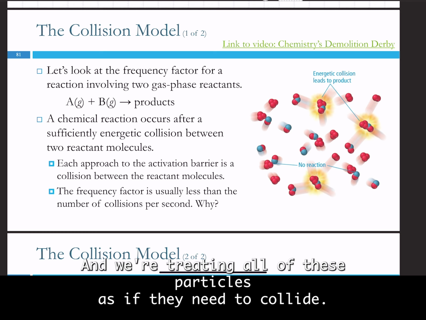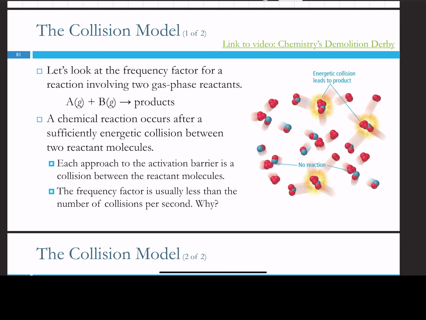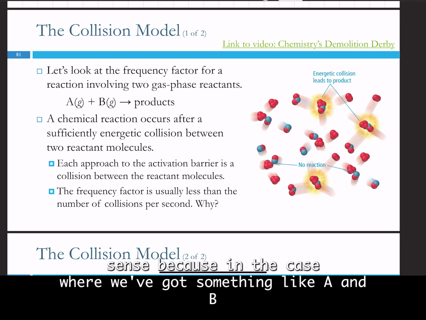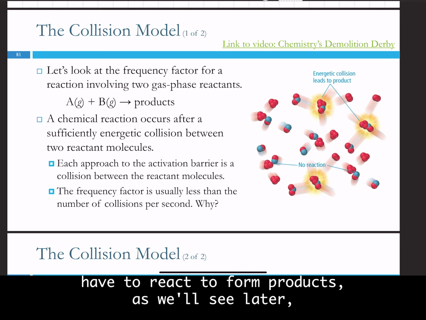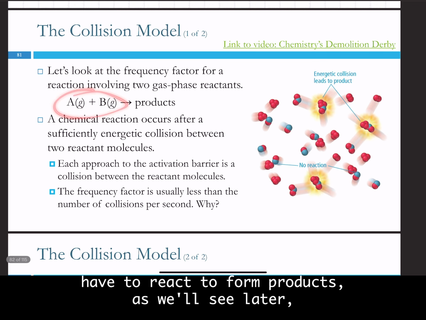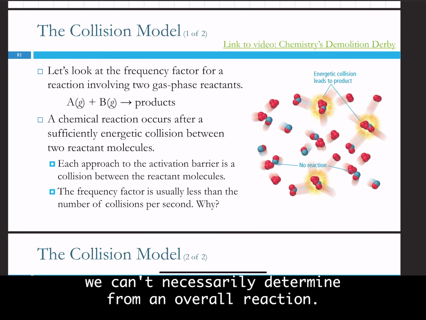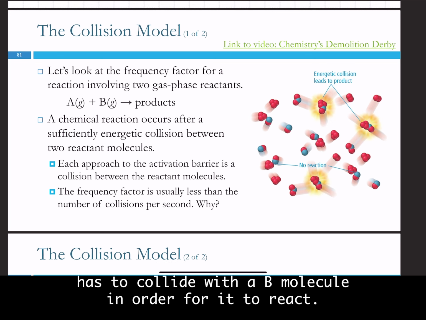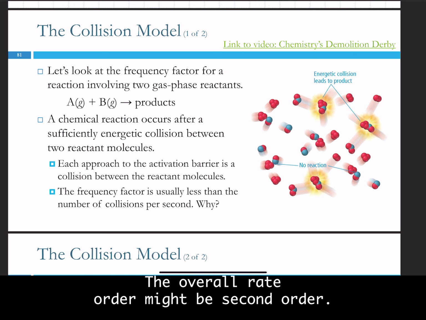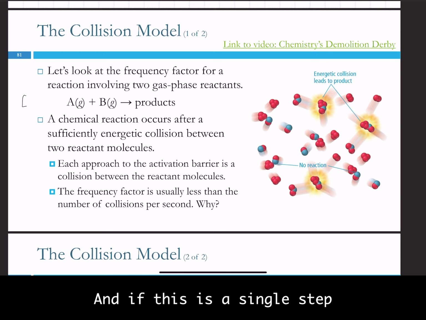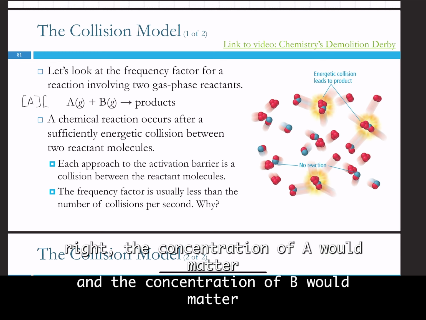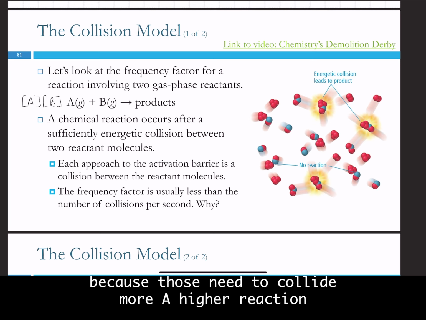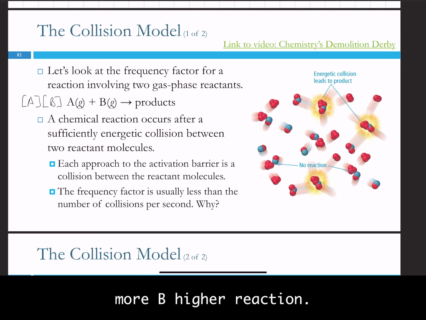And we're treating all of these particles as if they need to collide. That makes sense because in the case where A and B have to react to form products, as we'll see later, we can't necessarily determine that from an overall reaction. But if we knew that this was the only step in the reaction, then an A molecule has to collide with a B molecule in order for it to react. The overall rate order might be second order. If this is a single step, the concentration of A would matter and the concentration of B would matter because those need to collide. More A, higher reaction rate, more B, higher reaction rate.